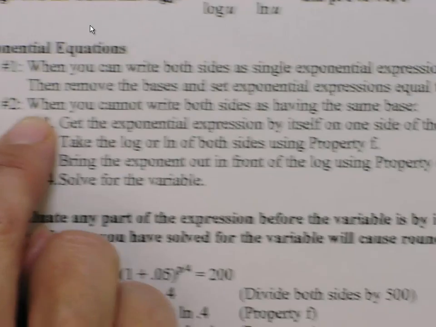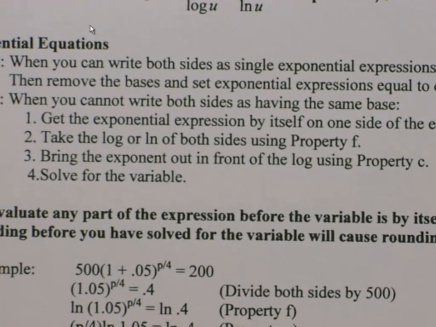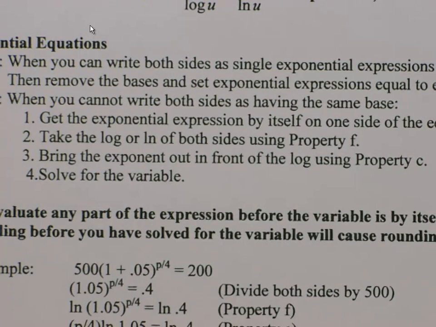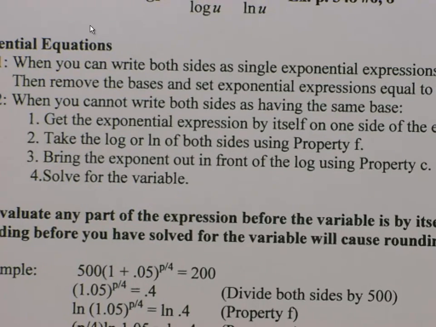When you cannot write both sides having the same base: 1, get the exponential expression by itself on one side of the equation by adding, subtracting, multiplying, or dividing. 2, take the log or the natural log of both sides. 3, bring the exponent out front using property C, which is the one that says we can bring the exponent out front. And number 4, solve for the variable.